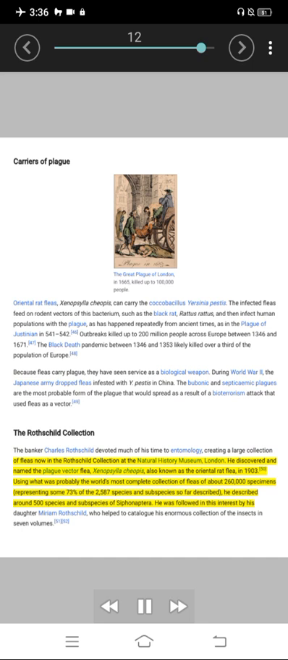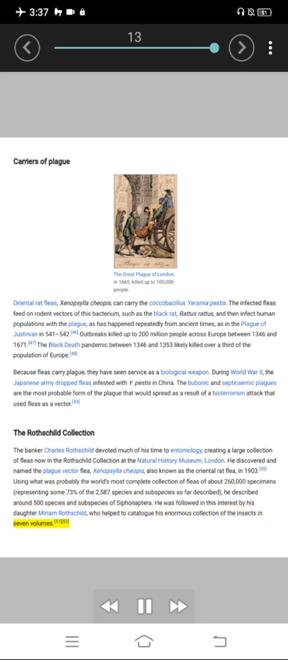50. Using what was probably the world's most complete collection of fleas, about 260,000 specimens representing some 73% of the 2,587 species and subspecies so far described, he described around 500 species and subspecies of Siphonaptera. He was followed in this interest by his daughter Miriam Rothschild, who helped to catalog his enormous collection of the insects in 7 volumes.